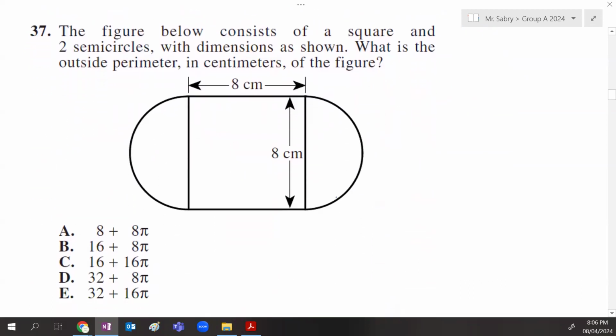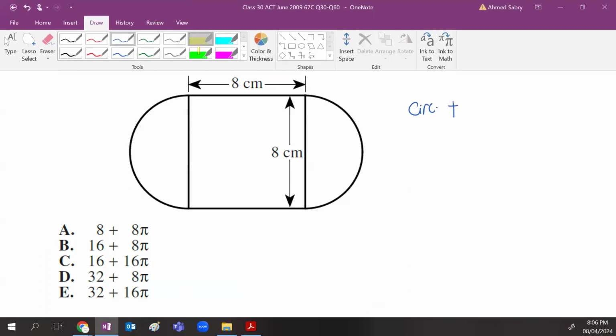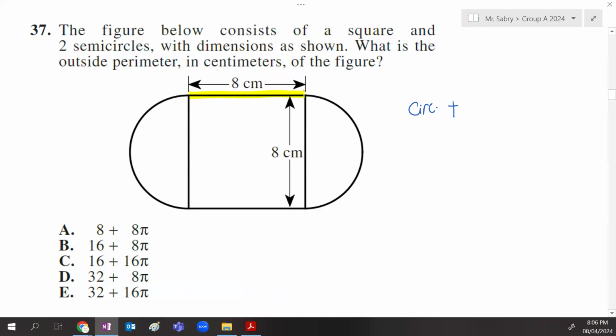The figure below consists of a square and two semicircles, with dimensions shown. What is the outside perimeter? So looking at this shape, it consists of a semicircle here, and another semicircle on the left side. Together, they create a complete circle. So what I'm going to find is the circumference of one circle, add to this circumference this side over here, and then another one over there.